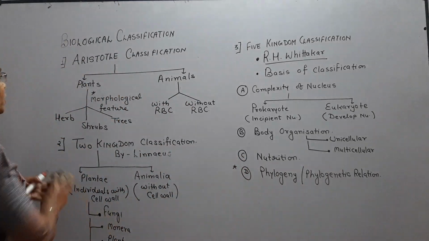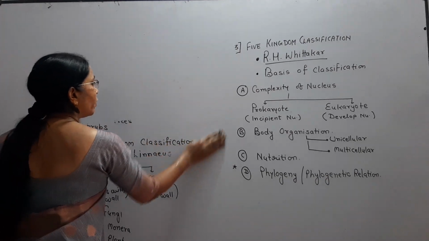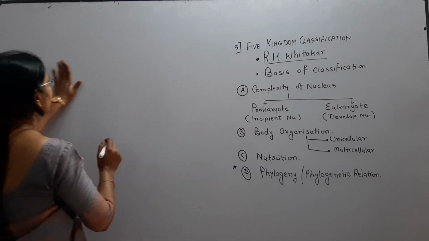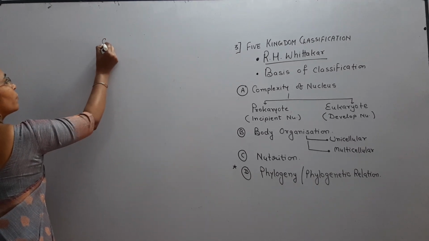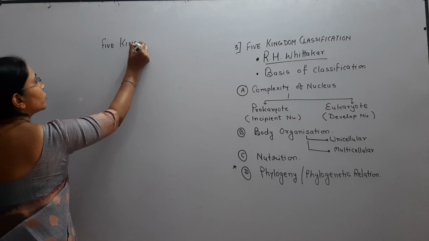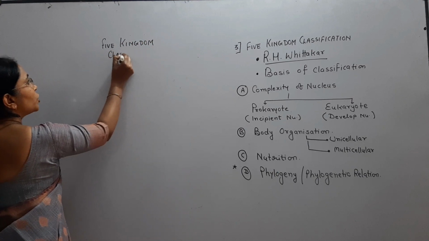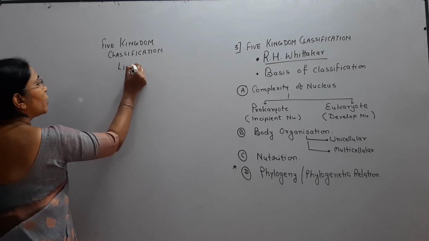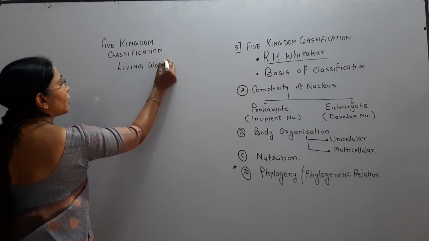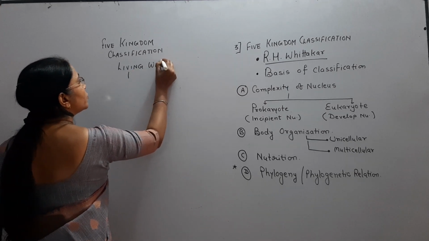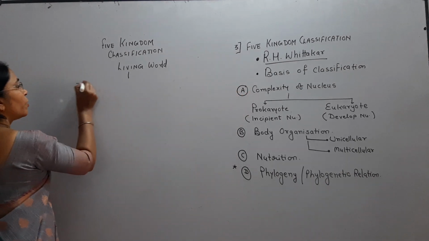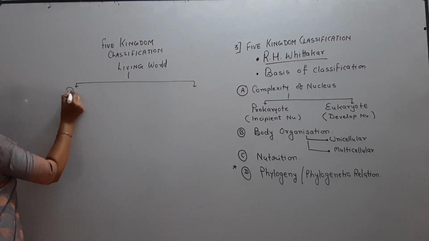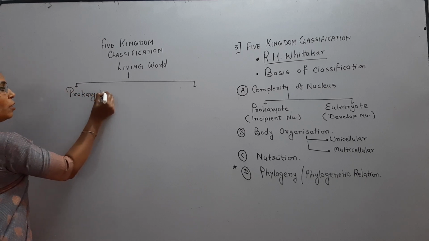Okay, now we study the plan for five kingdom classification. When we come to the plan for classification according to five kingdom, so here you remember, in five kingdom classification, when we start, the entire living world, you remember first criteria, here you pay attention on criteria, complexity of nucleus. On the basis of complexity of nucleus, Whittaker divided the entire living world into two groups only, that is prokaryote and eukaryote.